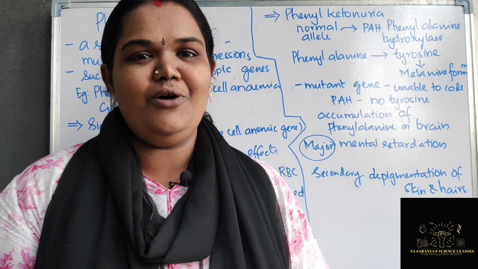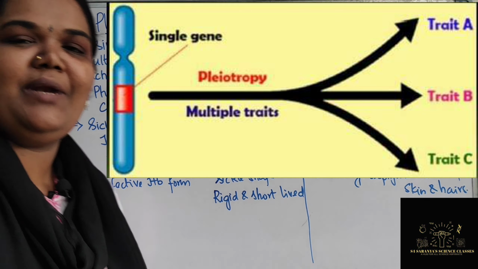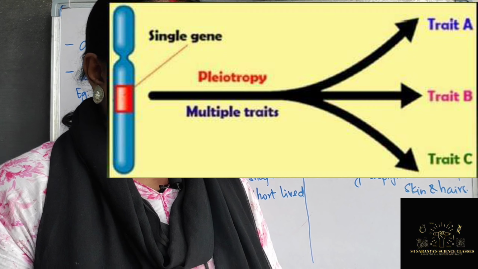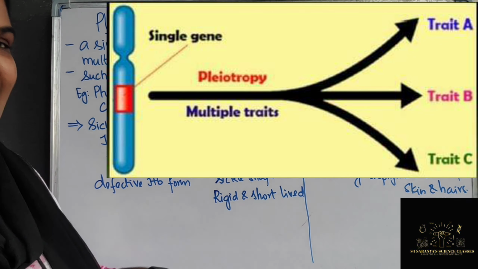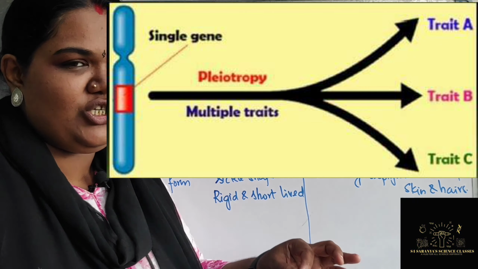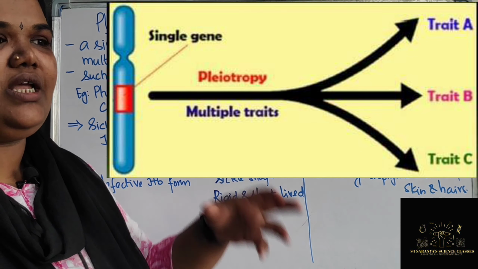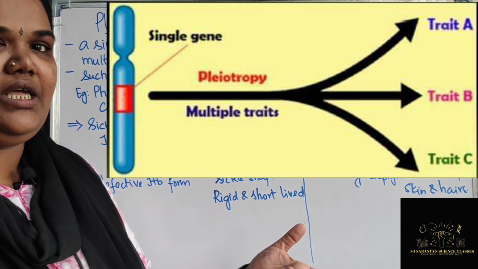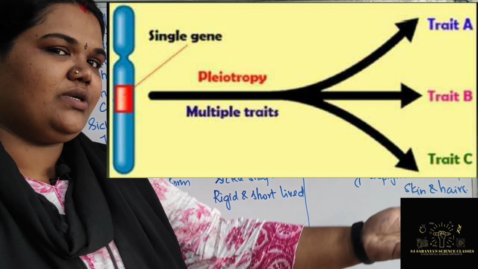So directly to the video, here we are going to discuss pleiotropy, right? So what is pleiotropy? That we have to understand first. Pleiotropy actually means that a single gene controls multiple phenotypic expressions. That means not just one expression; a single gene has many expressions.